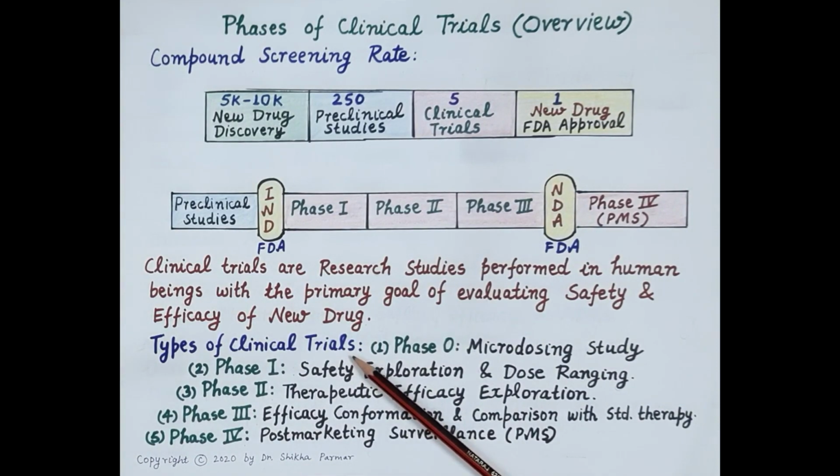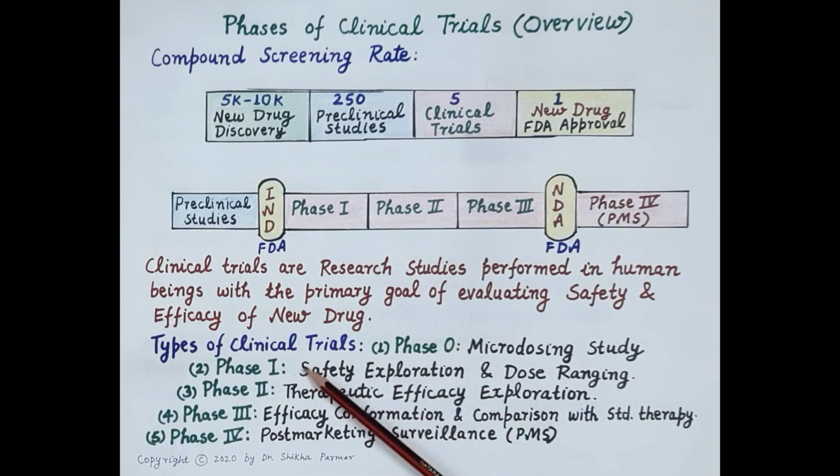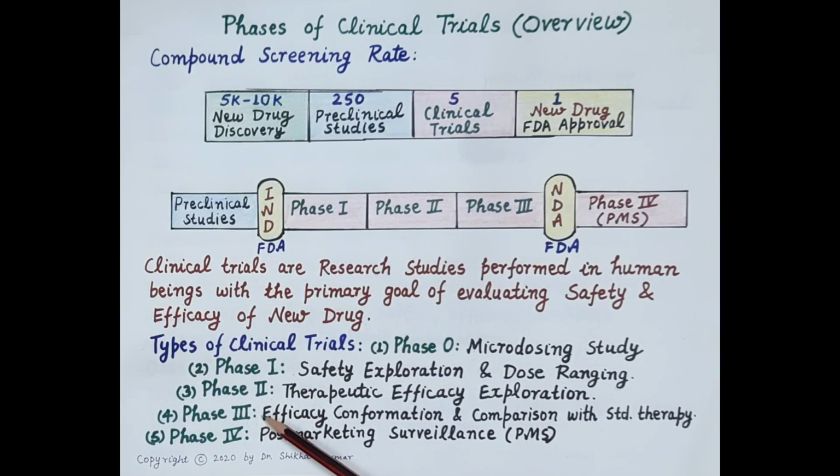Now, types of clinical trials. There are 5 types of clinical trials, namely phase 0, phase 1, phase 2, phase 3 and phase 4. Now, phase 0, phase 1, phase 2 and phase 3 clinical trials are performed before approval of new drug, while phase 4 clinical trial is performed when the drug is approved by FDA and is available in the market.